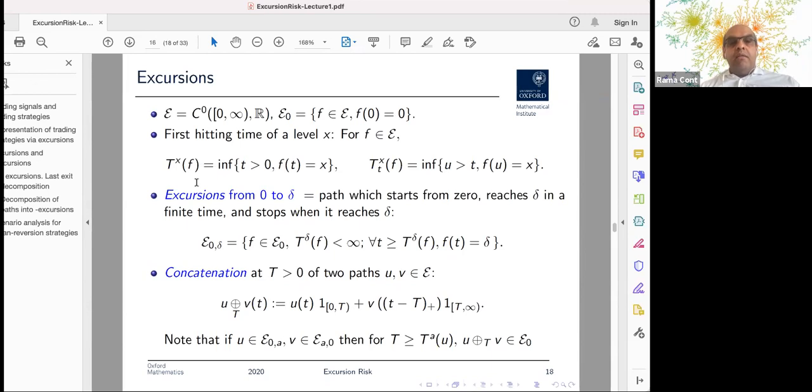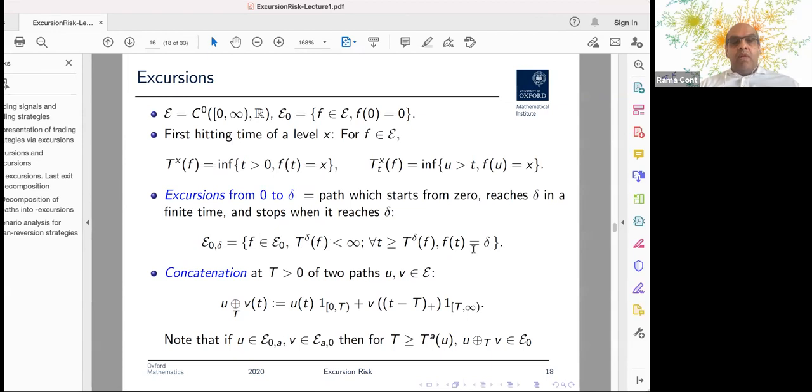And now we can define what we call an excursion from 0 to delta. An excursion from 0 to delta is a path which starts from 0 and reaches delta in a finite time, and then you stop it when it reaches delta. So this is the notation, E0 delta. It's a path which starts from 0, and in a finite time it reaches delta. The hitting time of delta is finite, and then by construction, I stop it at that time. So I stop it at delta.